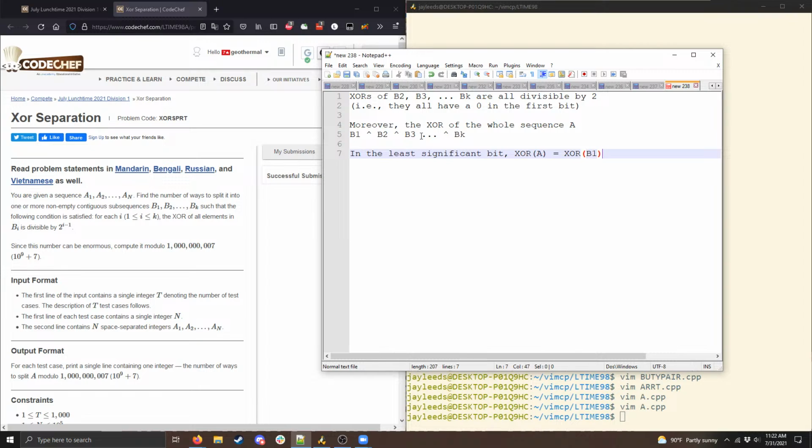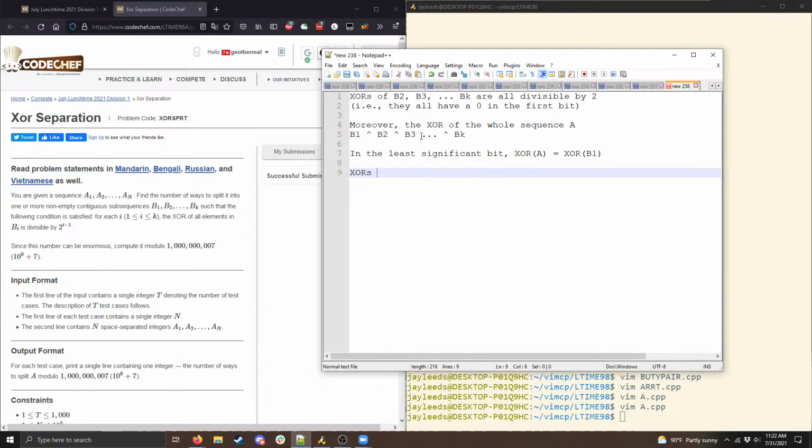And so what that means is we need to pick sequence B1 such that the XOR of the elements in B1 matches the XOR of A in the least significant bit. Now, what about the next power of 2? What about the next bit?